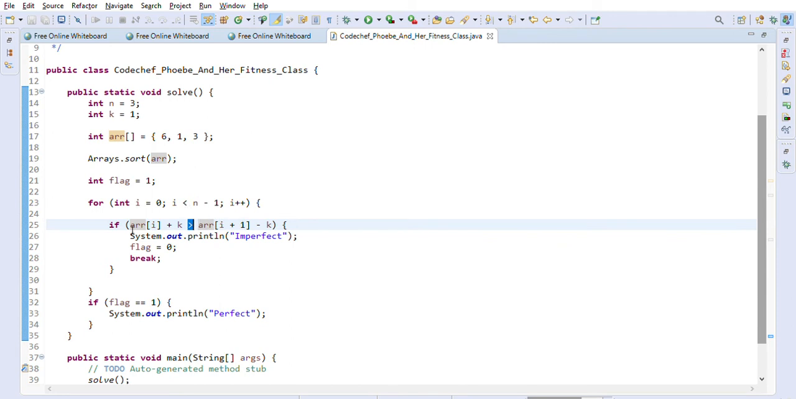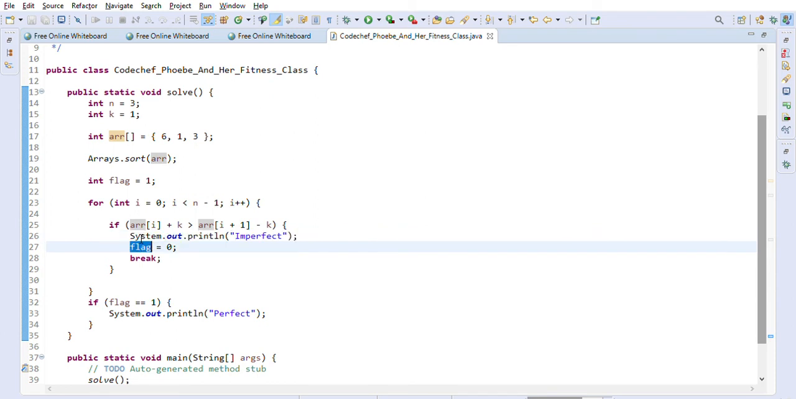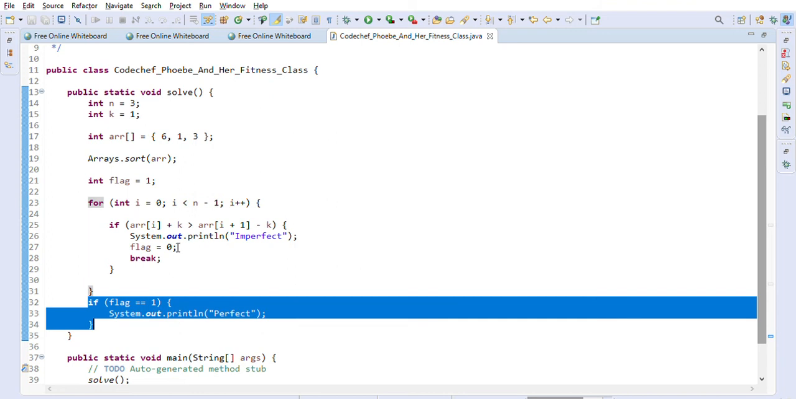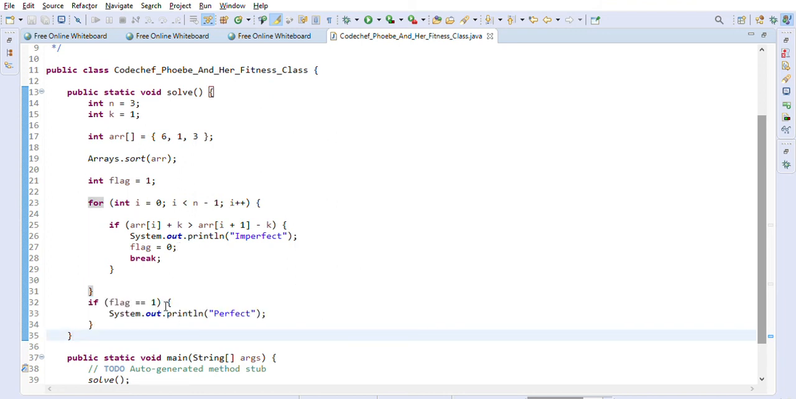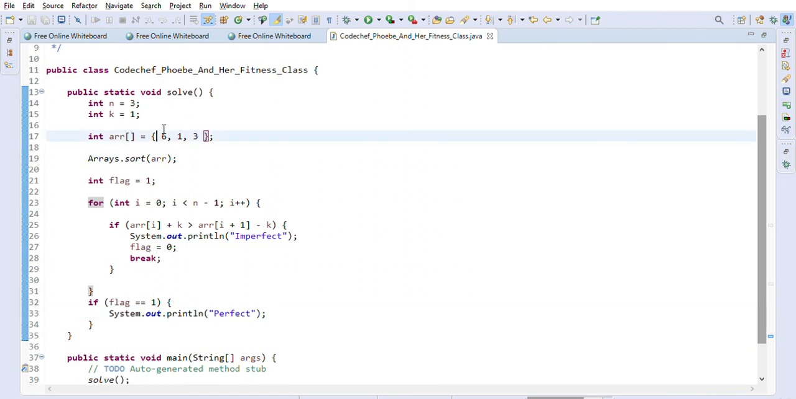If it's overlapping, we are just going to say it's imperfect. We will just make our flag 0 and we will break out, right? Because once we find one imperfect exercise, then we just want to break out. And after that we'll check our flag. If the flag is still 1, it means that there is no imperfection found, right? Then in that case we will just say it's a perfect exercise. So as we already saw, this one is a perfect exercise example, so let's go ahead and execute this.